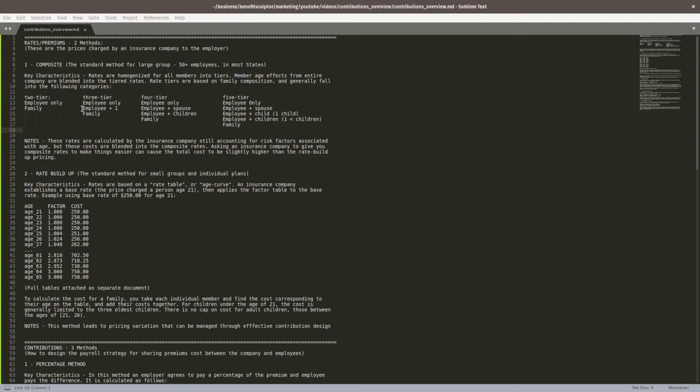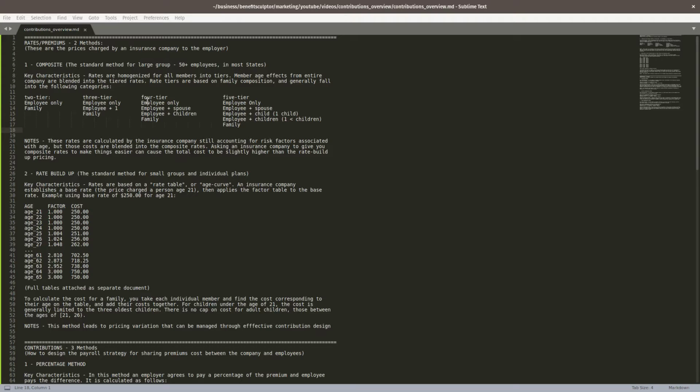So the common methods here are, you can see there's four main methods that companies will use. I'm not going to go over them individually, but you can see them here. The important thing to know is that these composite rates still account for factors of age with most insurance companies. So when they put together these rates for your employees, they look at your employee composition, they look at the age composition of all the employees, and then they blend those risk factors associated with age into these composite tiers.